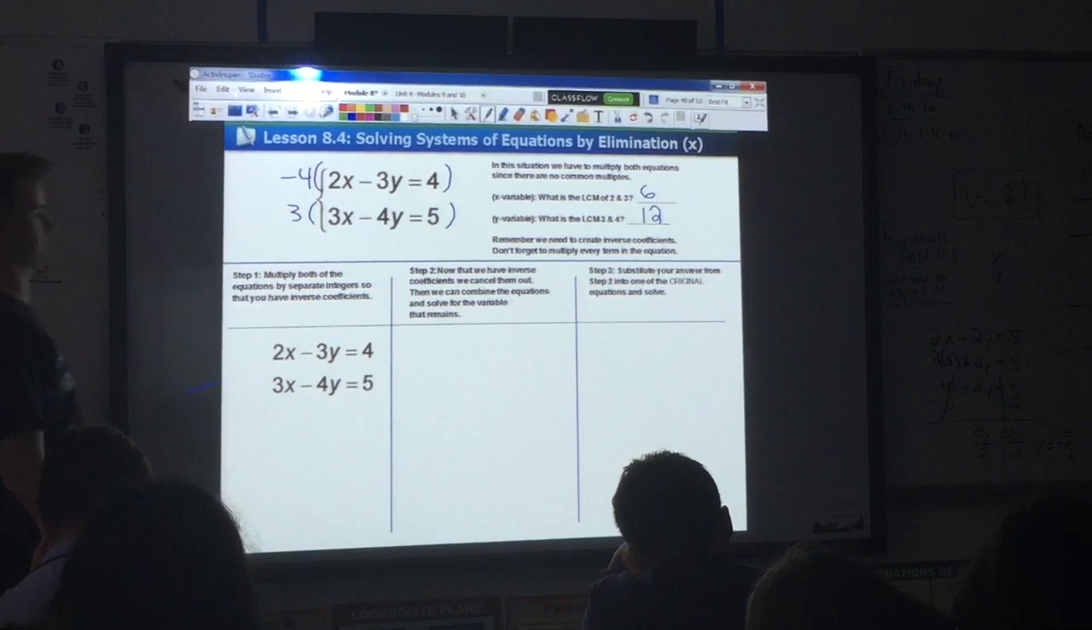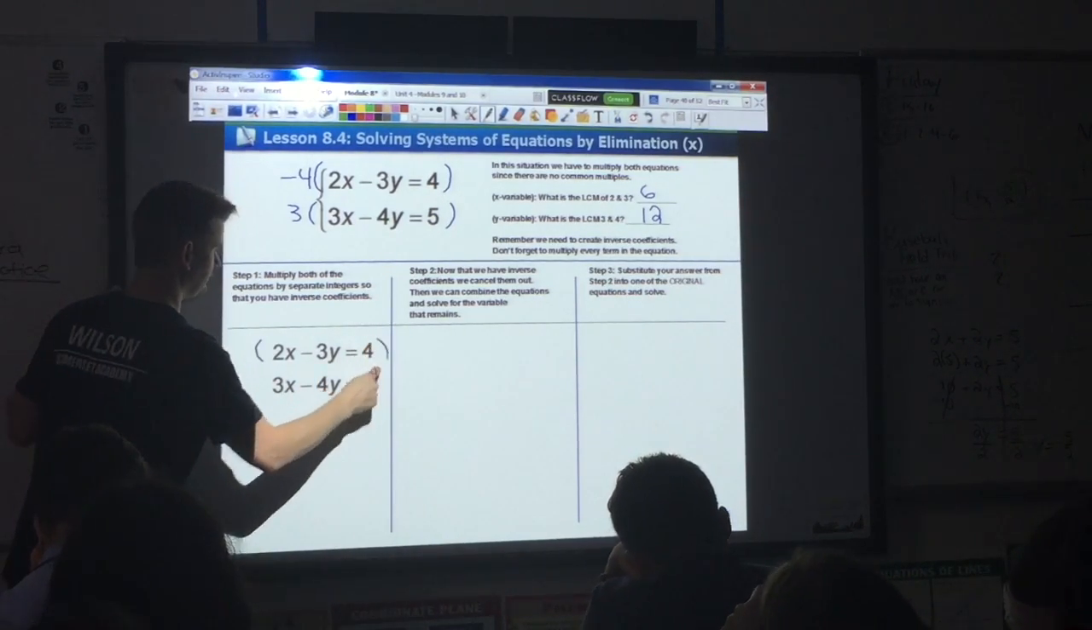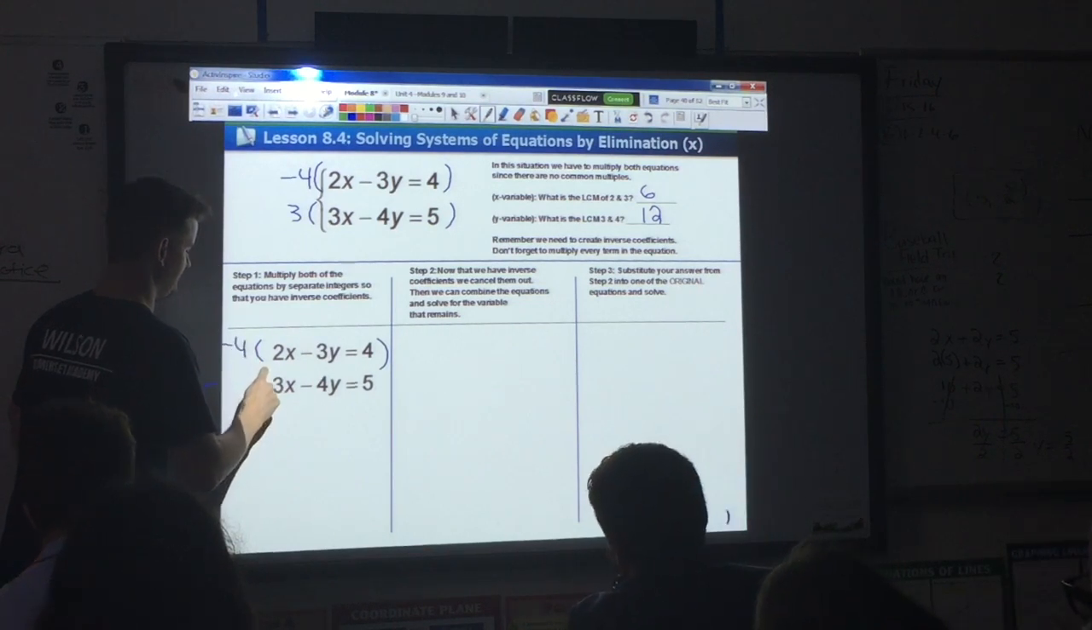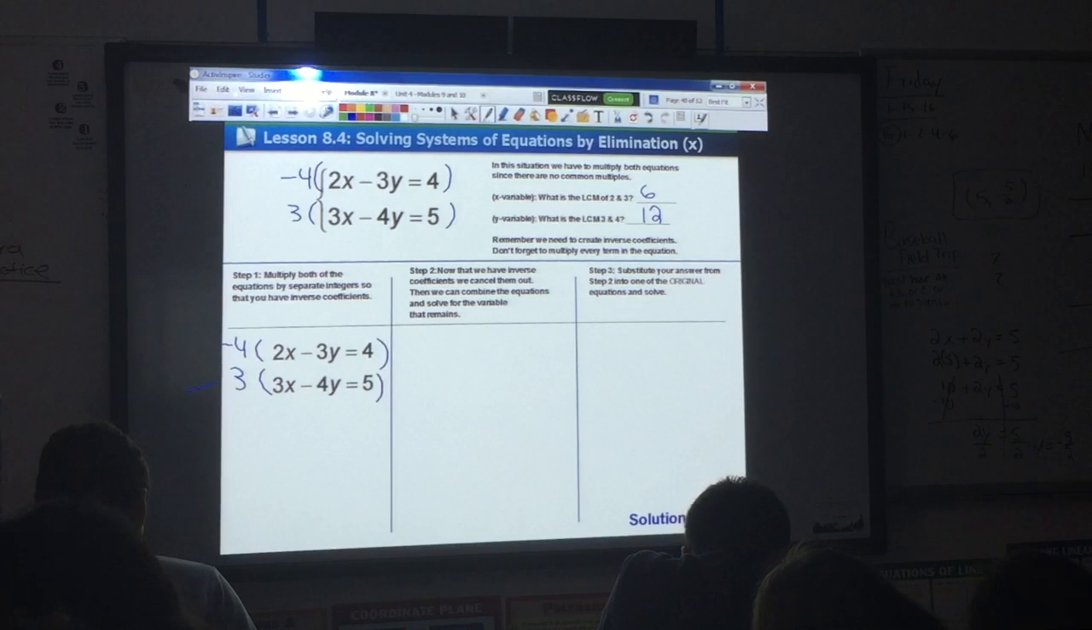This is the only circumstance where both equations would have to be multiplied. So we'll go in. We'll do all this multiplication. This is as hard as systems of equations get at this level, when you have to multiply both equations. You will run into this.